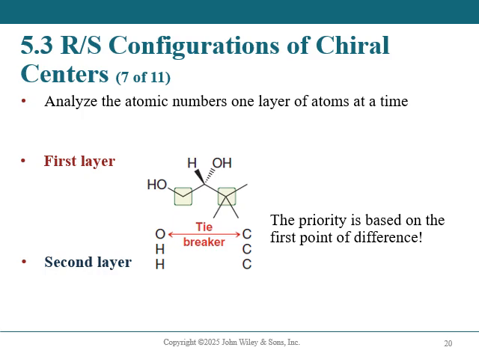First layer, second layer. If you go after one layer and you have the same exact configurations, you keep going until you find a tiebreaker. If they happen to be identical all the way throughout, then you don't really have a chiral center. There has to be a difference at some point. That's what we're looking to find.